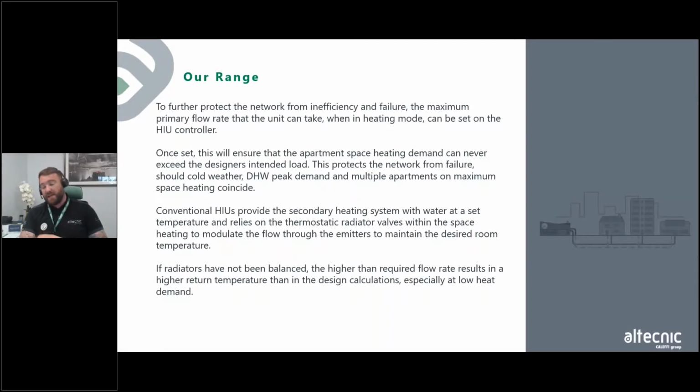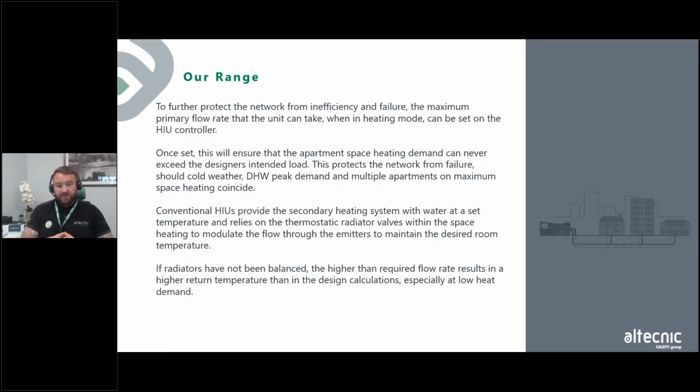This protects the network from failure should cold weather, domestic hot water peak demand in multiple apartments, and maximum space heating coincide. We spoke about the diversity factor and that demand, but if there is a large demand, we can set the HIUs to never exceed a certain amount, so we're not starving one HIU over the other. We can share that load across the HIUs itself.